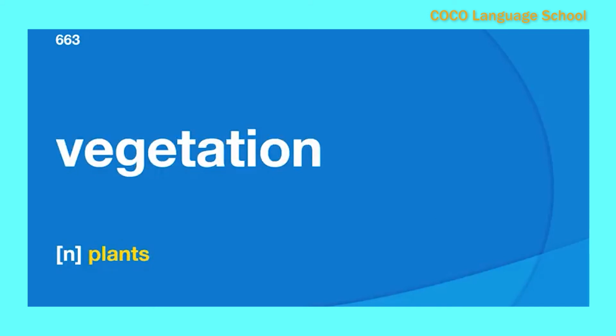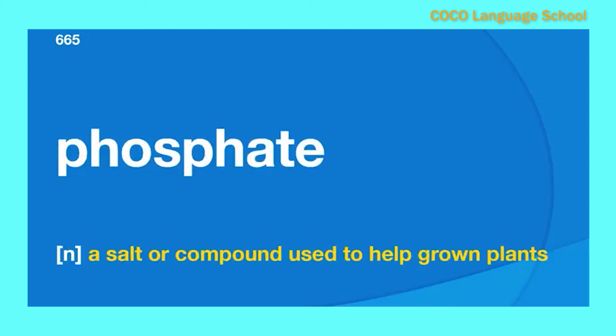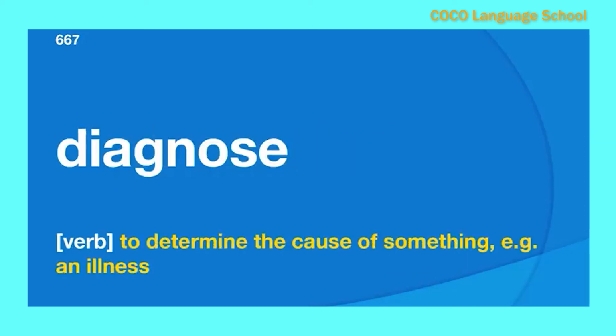Plants. Vegetation. An animal with a long thin body and no arms or legs. Snake. A salt or compound used to help grown plants. Phosphate. Concerning numbers and equations. Mathematical. To determine the cause of something, for example an illness. Diagnose.